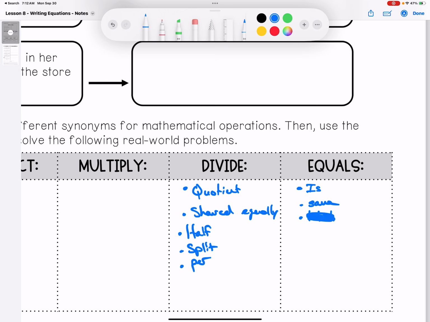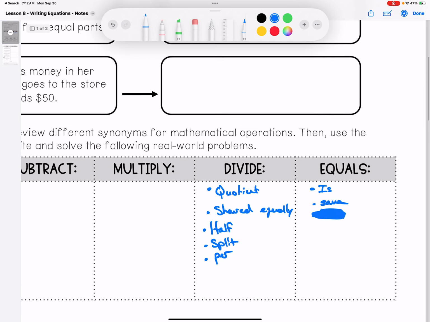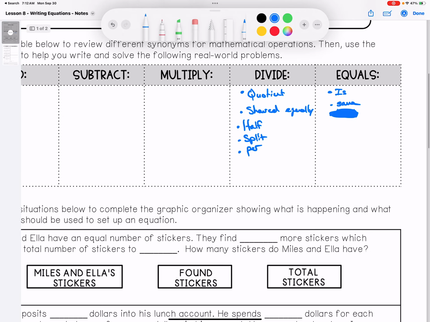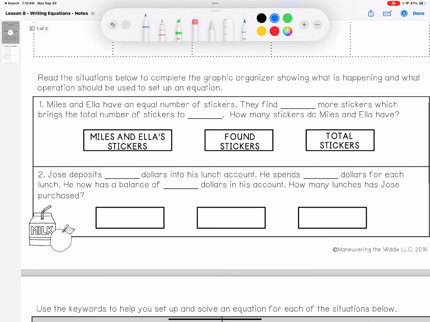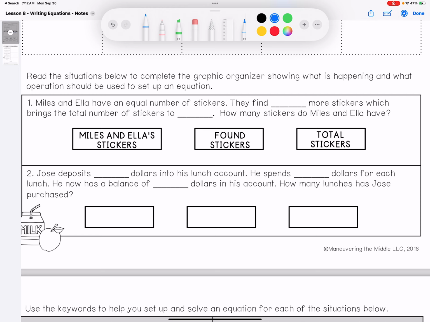Well, that really doesn't go there. Mark total off. I'm changing my mind, because you have to add or subtract or whatever, so I'm taking that off. All right. We're going to read the situations below to complete the graphic organizer showing what is happening and what operation should be used.